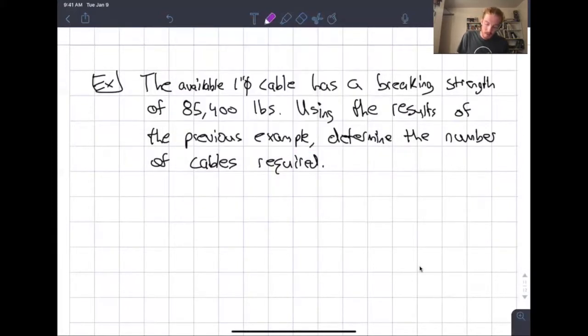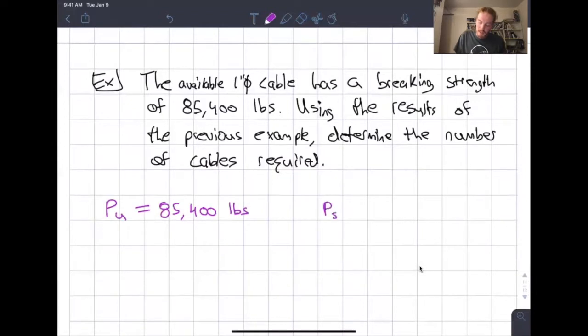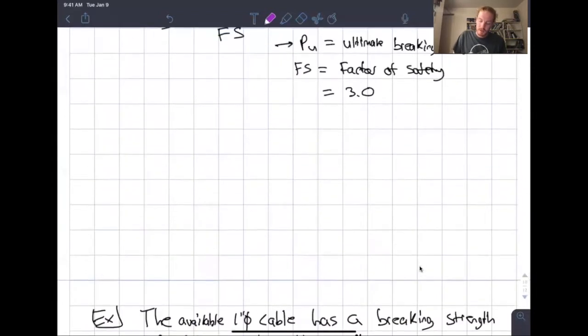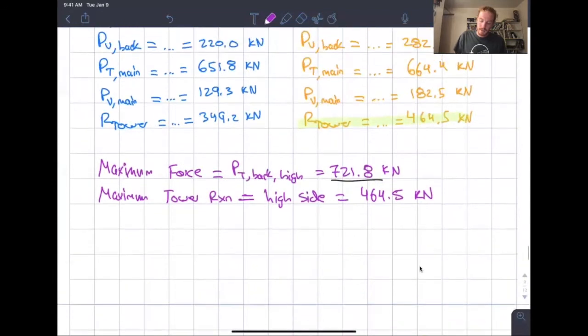So let's start putting this word problem in and matching it to our variables. So P sub U, which was the ultimate breaking strength, that's equal to 85,400 pounds. All right, and what was our P sub S? P sub S was equal to our maximum from our analysis, right? 721.8.